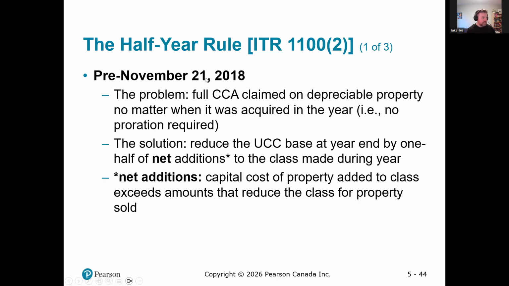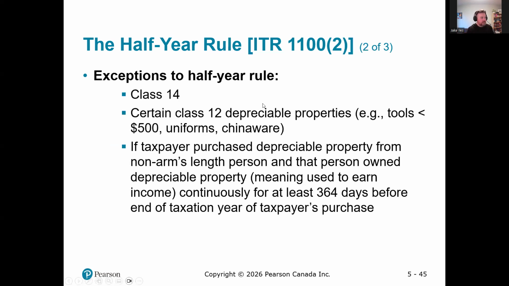So going through the slides, the half-year rule says full CCA on depreciable property no matter when it was acquired in the year. But that's a problem if the business didn't exist for a full year. So normally we reduce the UCC if the asset wasn't held for a full year. The solution is to reduce the UCC at year end by 1/2 of net additions. Net additions is capital cost of property added, reduced by the proceeds of property sold.